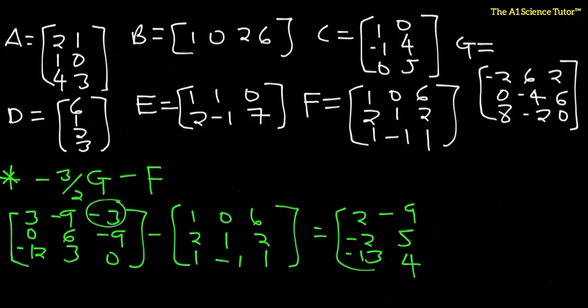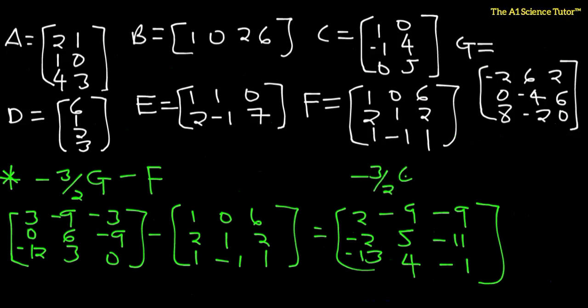And we have -3 minus 6. So that should give us -9. Then here we have -9 minus 2. That should be -11. And here we have 0 minus 1, which is going to be -1. So this is basically the answer to the question, -3 halves of the matrix G minus F. This is the answer. So that brings us to the end of this first part of the video.